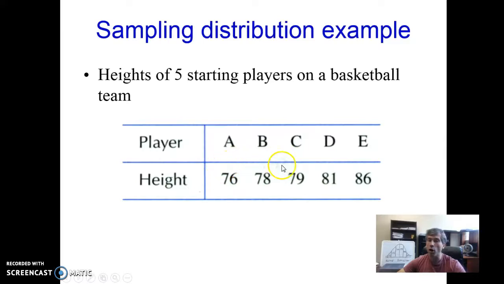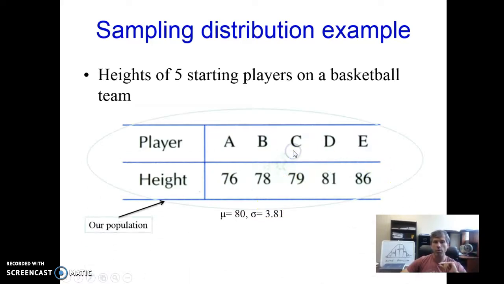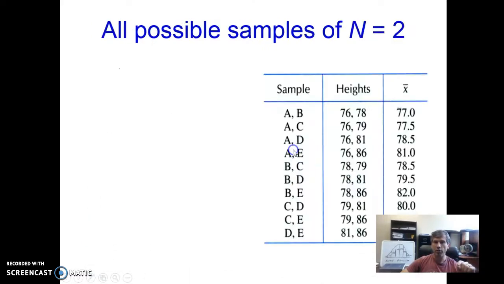This is what we might call our raw score distribution. I want you to pay attention to the range. Notice there's a 10-point difference between highest and lowest individual score. Keep that in the back of your head. Some descriptive statistics: the mean of this population is 80 inches. The standard deviation is 3.81. Watch those numbers as well and how they change or don't change as we turn this into a sampling distribution. So this is our raw score distribution. It makes up our population.